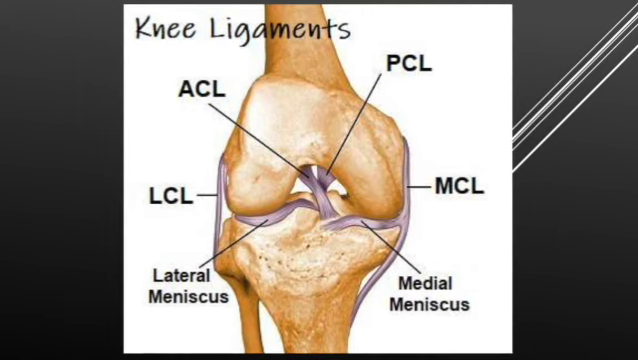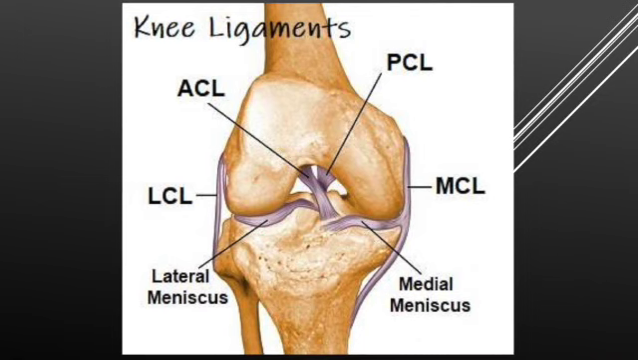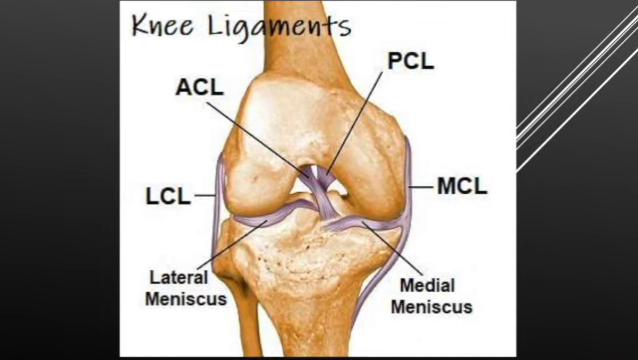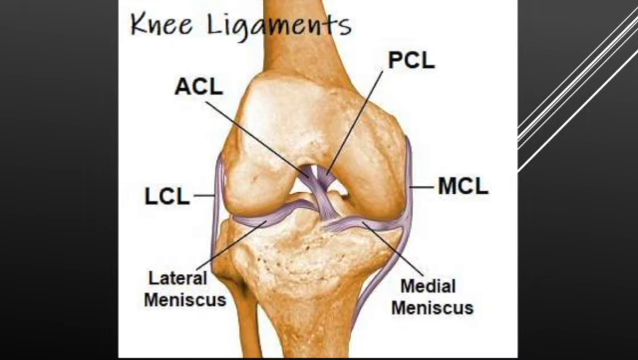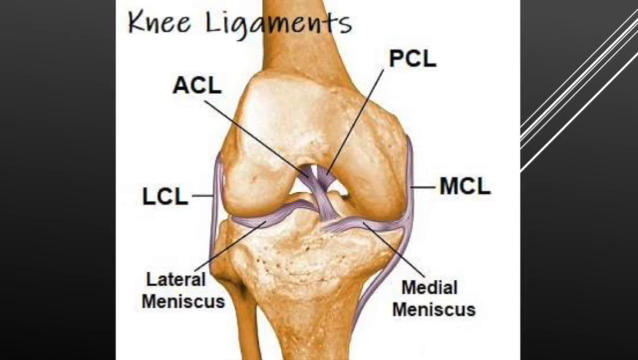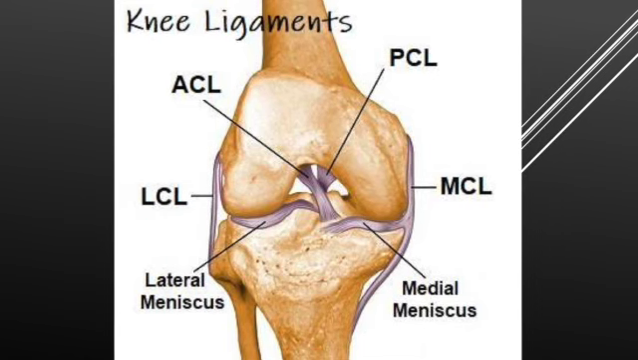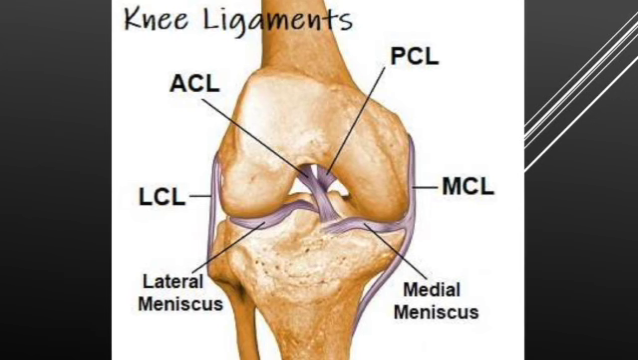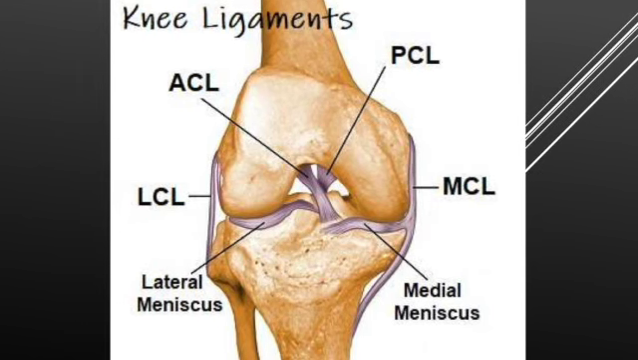The ACL originates from the medial aspect of the lateral femoral condyle in the intercondylar notch and inserts anterior to the intercondyloid eminence of the tibia, blending with the anterior horn of the medial meniscus. The ACL courses anteriorly, medially, and distally across the joint as it passes from the femur to the tibia.